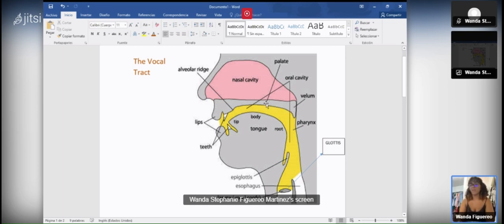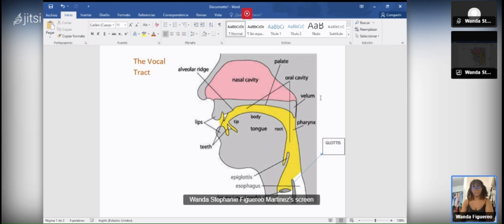So the roof of the mouth that we have here has three parts: the velum, the hard palate, it just says palate here but it's the hard palate, and the alveolar ridge. So the roof of the mouth can be divided into these three parts. As I said, the soft palate back here, the velum, is capable of assuming two positions.